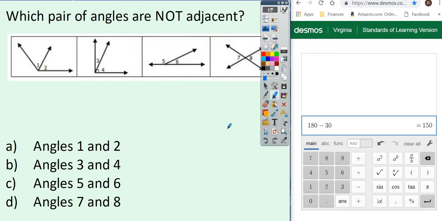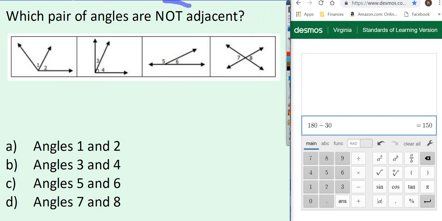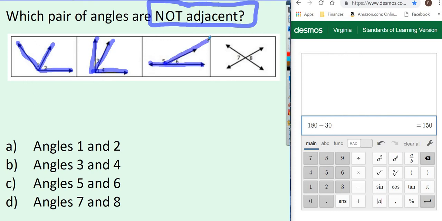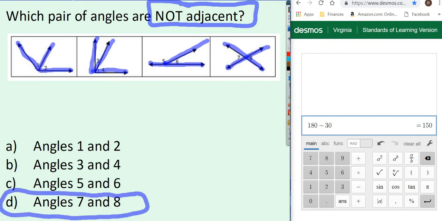All right, this is asking which pair of angles is not adjacent. That means they do not share a side. That's angle 1 and 2. If you notice, they share a side. Here's angle 3 and angle 4. They also share a side. Here's angle 5 and 6. They share a side. Finally, angles 7 and 8, they do not share a side. They are vertical, but they are not adjacent.